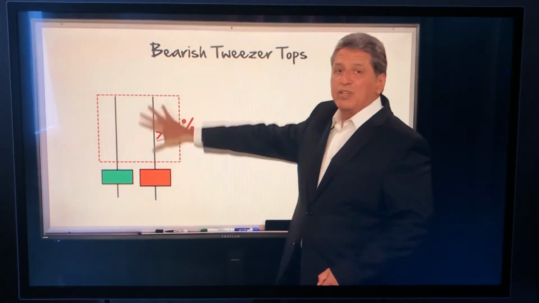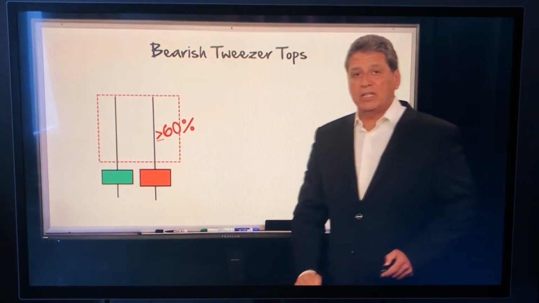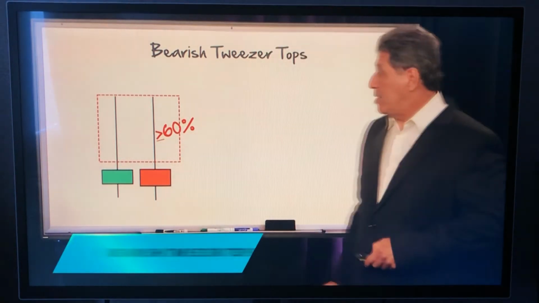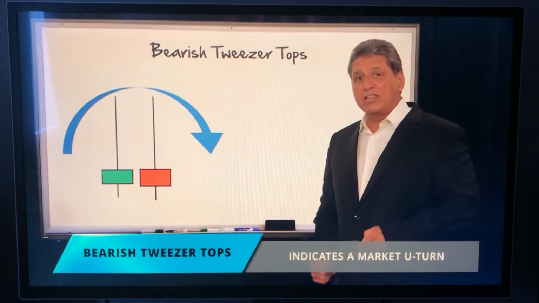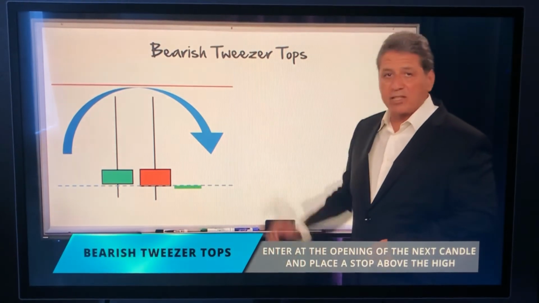But what you need is at least 60% of the wick to be on the north side. And what this is communicating to the trader is that this market is really getting ready to take off in a bearish manner. It is a U-turn signal once again. How do you trade it? You enter at the opening of the next candle, placing a protective stop loss order above the high.